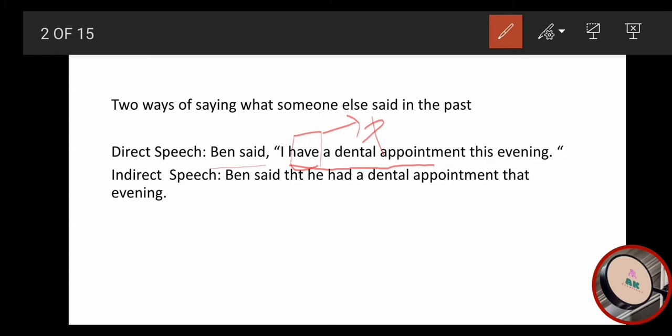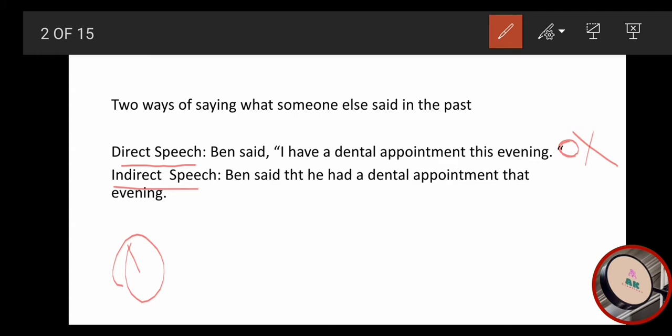But one thing you have to remember: whenever you change direct speech into indirect speech, we do not use the quotation mark. No quotation mark will be used in indirect speech. Keep that in your mind. The first rule is that no quotation mark is used in indirect speech. Direct speech has quotation marks, but when you change it into indirect speech, you should not follow the same structure. Some students make the mistake of thinking there is a quotation mark so they should put it. No, that's wrong. That is the first rule.